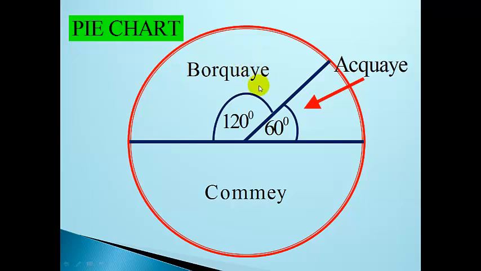And take note, when you add all these three angles, it must be equal to the angle of a circle. That is, when we add 180 degrees, the angle of the sector for Kome, plus 60 degrees, the angle of the sector for Akwi, plus 120 degrees, the angle of the sector for Bokwe, it is equal to 360 degrees. So you can do that and find out. So this is our pie chart.